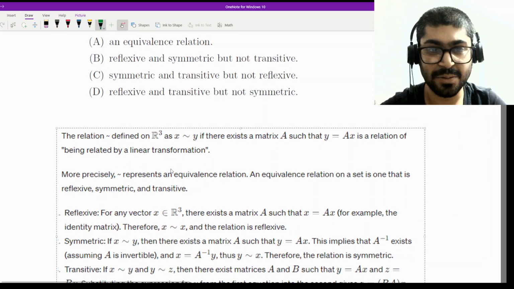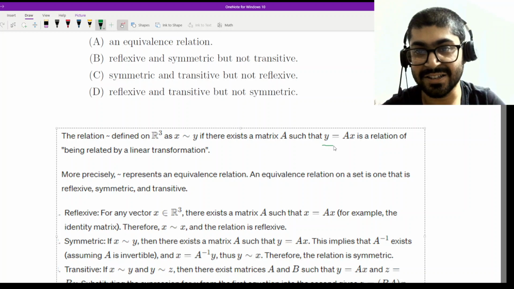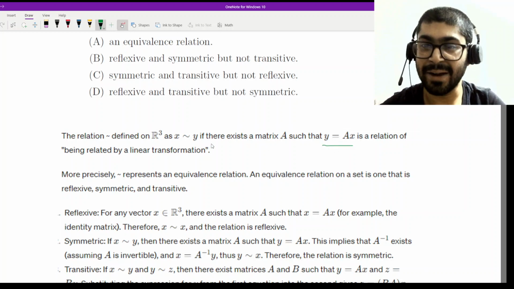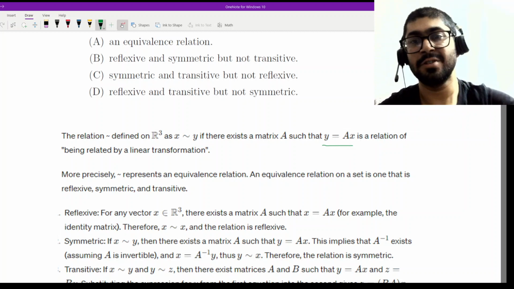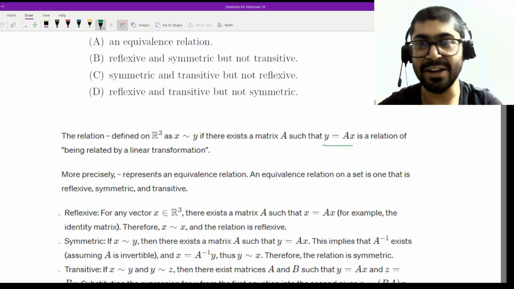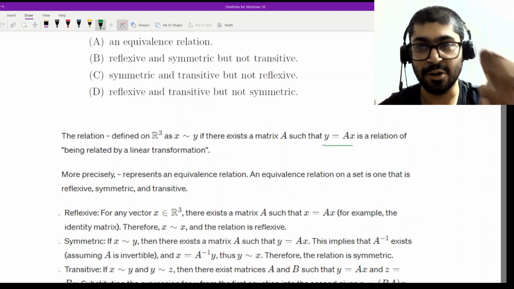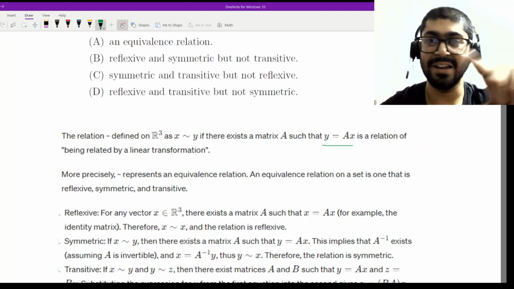So what is linear transformation? Linear transformation is exactly what is defined here, right? There will be a matrix A which you can apply to any vector y to transfer it to x. Now why is it linear? Because there are no powers here, right? It goes from one point to the other. So you basically apply a transformation.